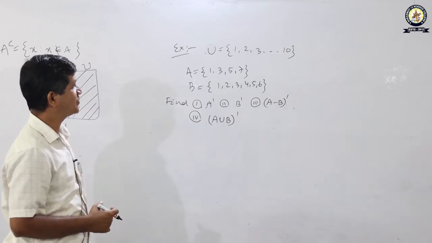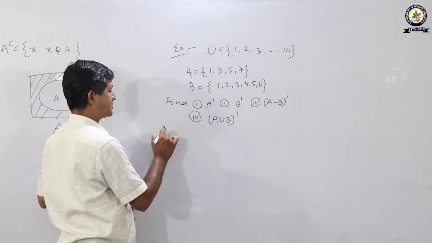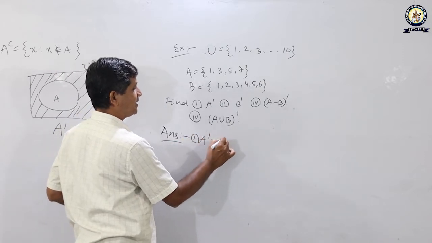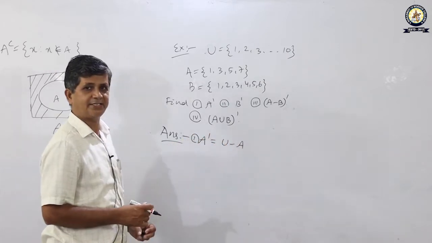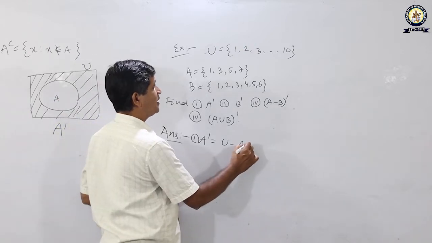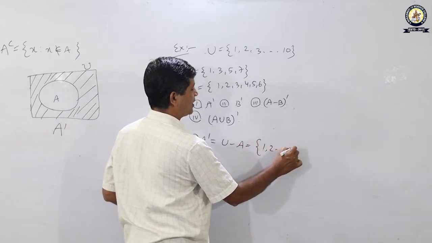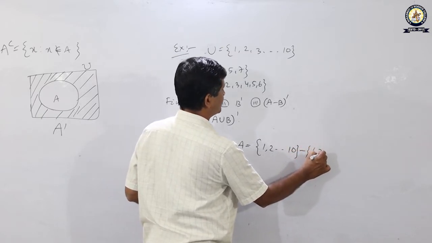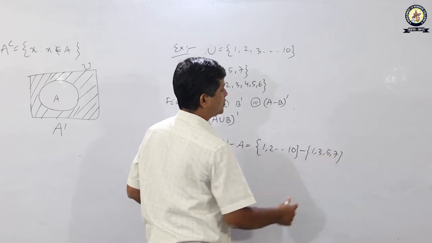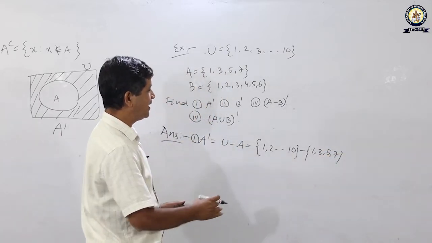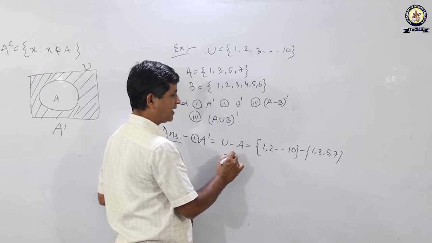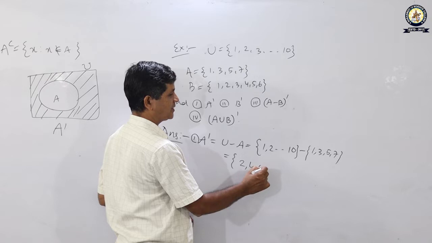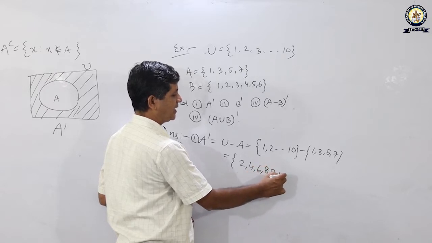Now we discuss this one by one. Come to A dash. What is A dash? It is U minus A. The U set contains 1, 2, up to 10, minus the A set, which contains 1, 3, 5, 7. So the elements which are present in U but not in A are in A dash. So A dash is 2, 4, 6, 8, 9 and 10.